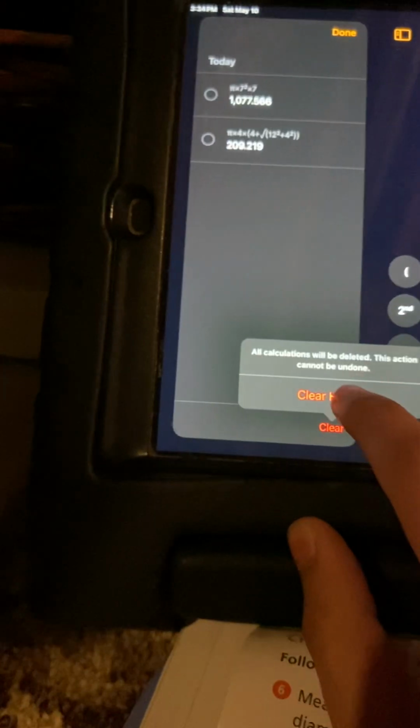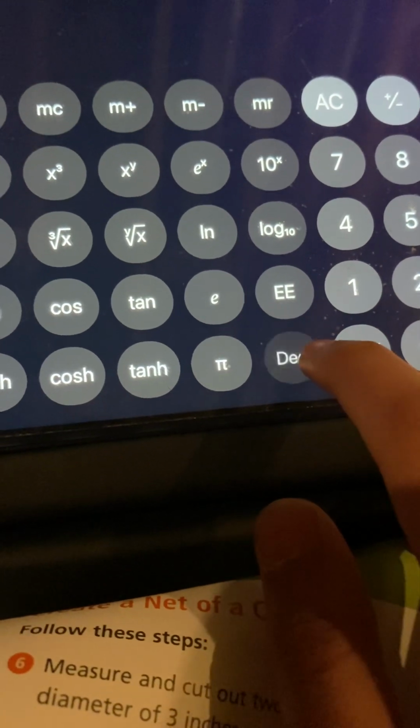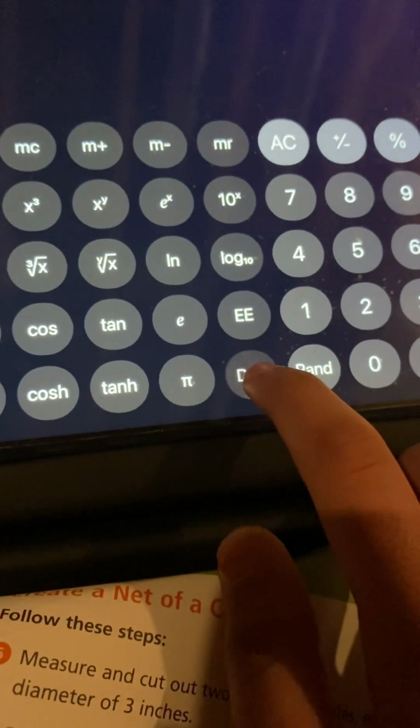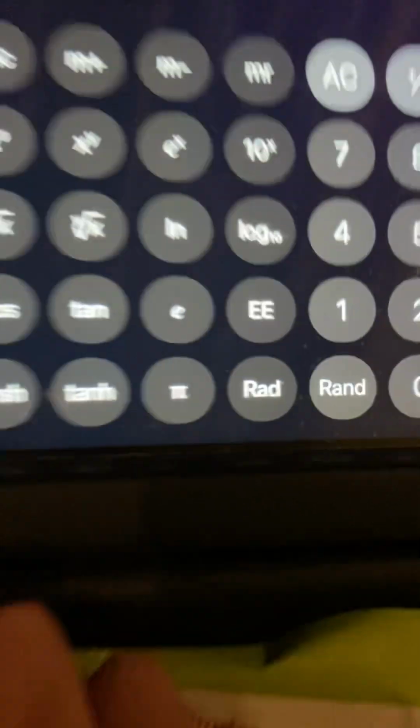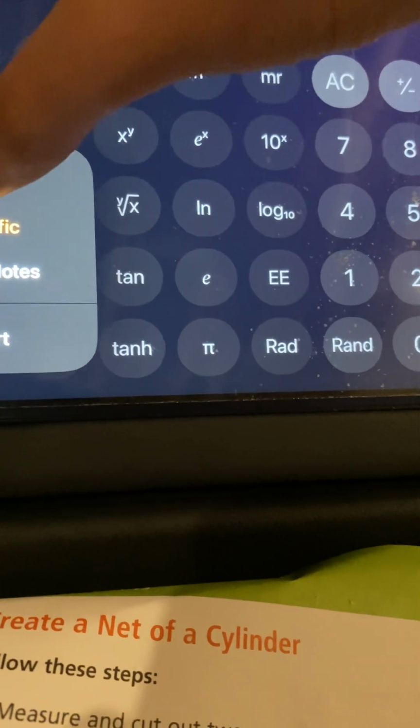Let's do all clear and clear. I just want to reset my scientific calculator because sometimes it malfunctions a little bit. Rad, deg. Okay, it's good. It's fixed now.